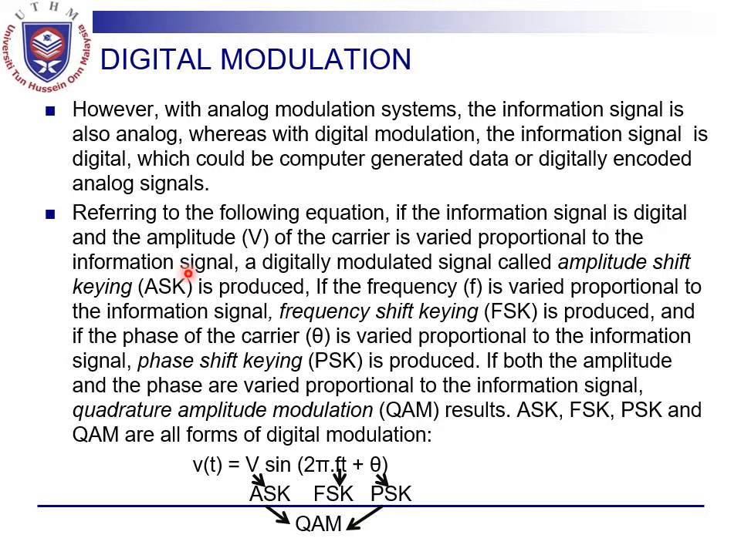As I described in the previous slides, in analog modulation we have amplitude modulation, AM, frequency modulation, FM, and phase modulation. The concept also applies in digital modulation, where we have amplitude shift keying or ASK, frequency shift keying, FSK, and phase shift keying, which is PSK. These digital modulations we will discuss later in this chapter.